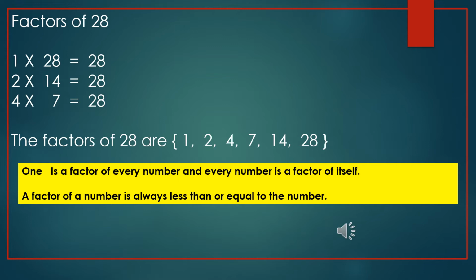1 is a factor of every number and every number is a factor of itself. A factor of a number is always less than or equal to the number. Did you understand?